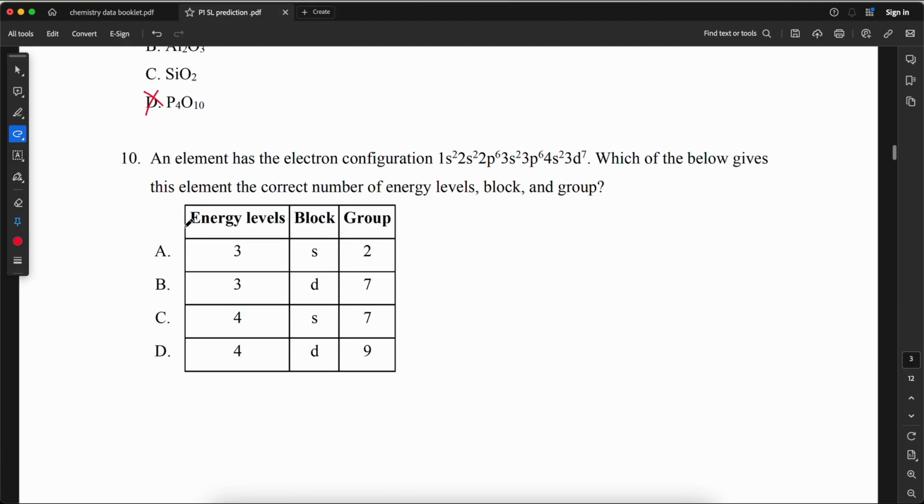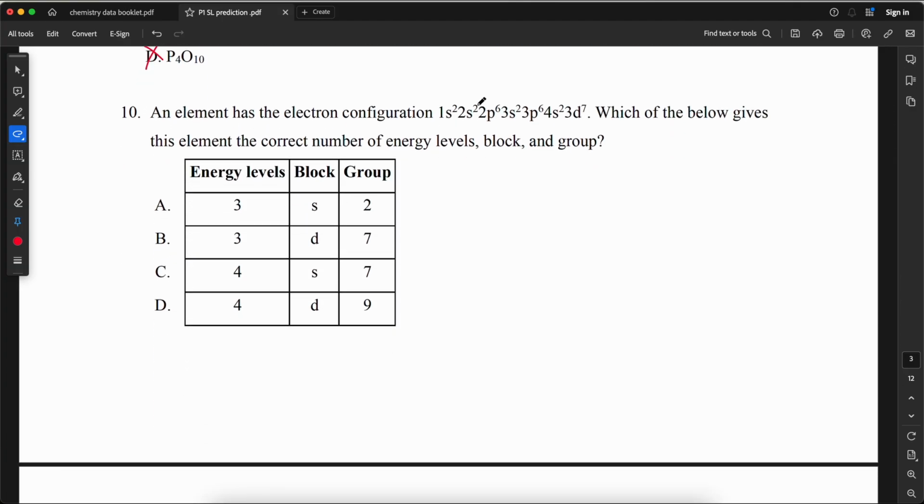An element has the electron configuration 1s2, 2s2, 2p6, 3s2, 3p6, 4s2, and 3d7. So we've got this as the last one, 4s2, 3d7. Which of the below gives this element the correct number of energy levels, block, and group? So 4 is the highest energy level, so 4. And it fills the d subshell, so it's not s but d. And then it has 9 electrons, so the valence electrons are 9, so it is group 9.